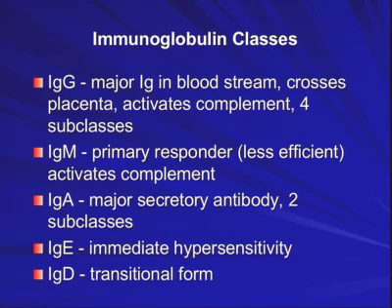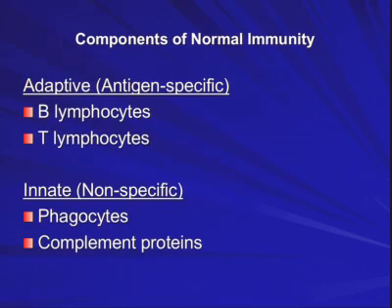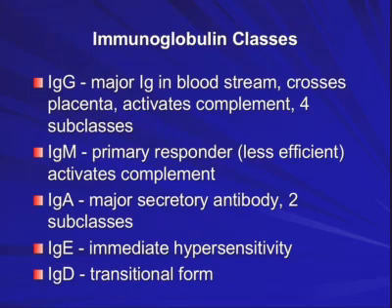IgA is the major secretory antibody, produced in the largest quantity of any immunoglobulin in your body, but because most of it's in your GI tract and your respiratory tract and secretions, the half-life's only about 3 days. So in actual serum concentration, it's probably second or third with IgM. There are two subclasses of IgA as well.